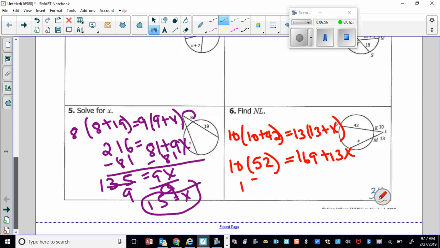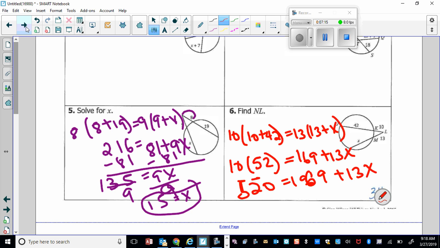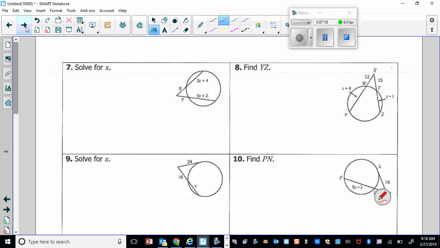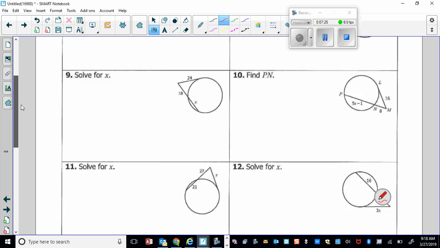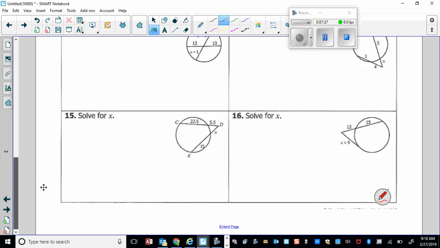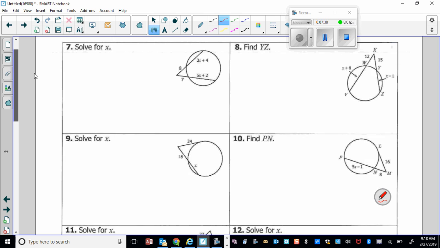So this is 520 equals 169 plus 13x. So you minus 169 and then divide by 13. Okay, so just finish it up. So same thing for this, you distribute and you find it. The only thing is sometimes they might give you the whole thing, so you just have to make sure you pay attention to those type of questions. So most of it is you just have to solve it.